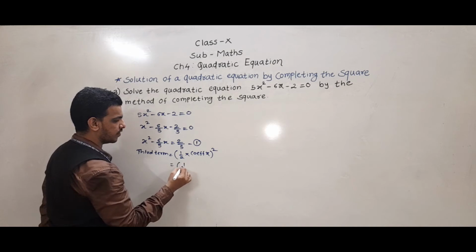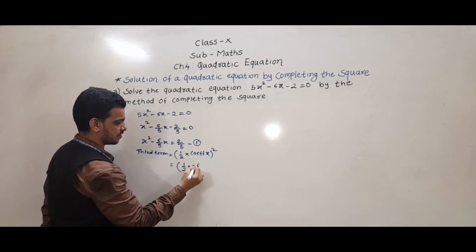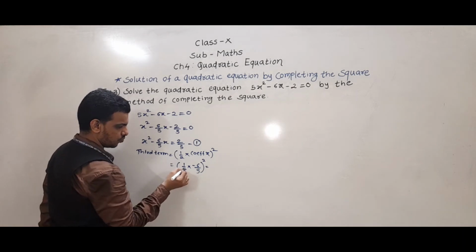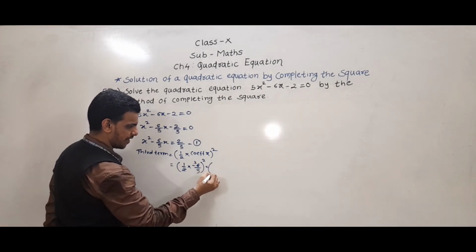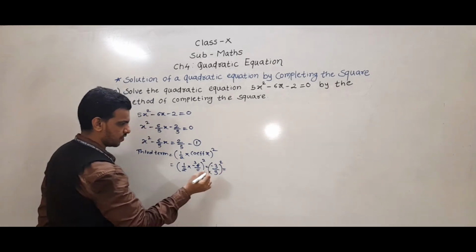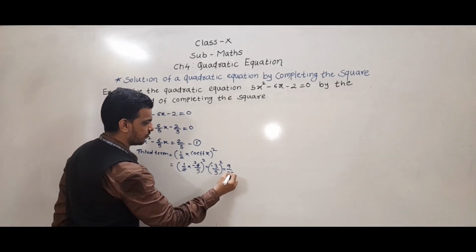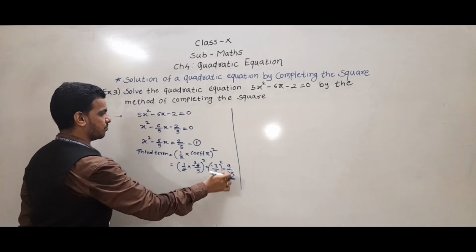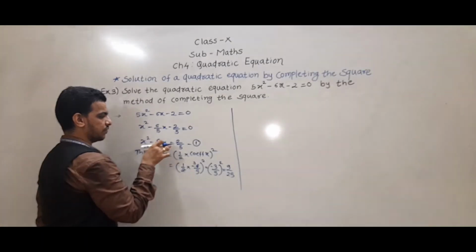Okay, so half into the coefficient of x is minus 6 by 5, squared. Now it is reducible: 2 ones are 2, 2 threes are 6. So it is minus 3 by 5 squared, and minus 3 by 5 squared is 9 by 25. Now we have to add this 9 by 25 to equation number 1.